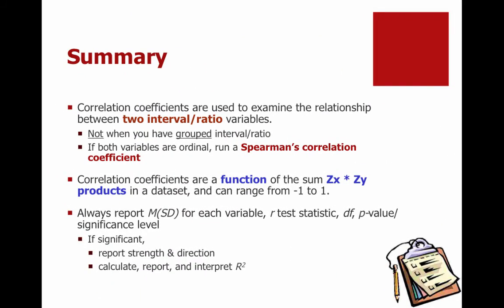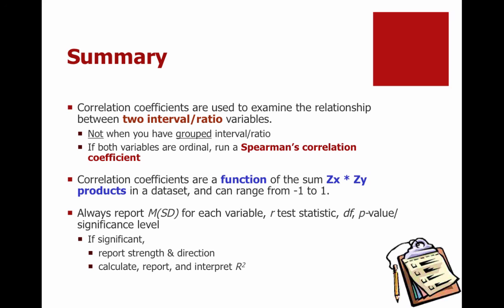All right, so to summarize chapter 15, remember, correlation coefficients are used to examine the relationship, the correlation, the association, the connection between two interval ratio variables. And these interval ratio variables need to be ungrouped. But if you have two variables that are both ordinal, then you need to run a Spearman's correlation coefficient in SPSS. Remember that our correlation coefficients are a function of two variables, x and y, and that our r can range from -1 to +1, and we talk about the direction and the strength.